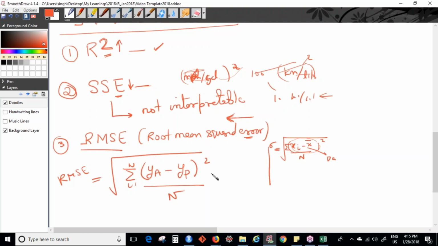Now if you take the units of this, the units will be the same as miles per gallon. So it is very interpretable. So the advantage of RMSE is that it is interpretable. Okay, clear guys?